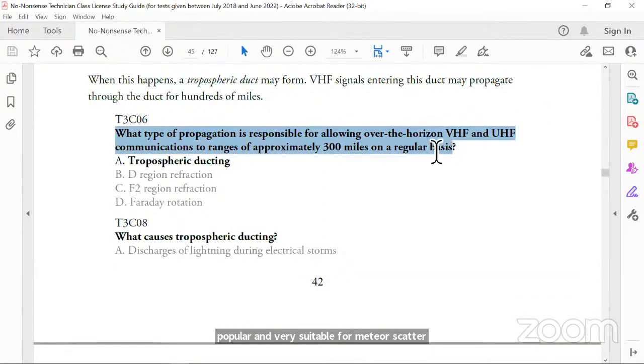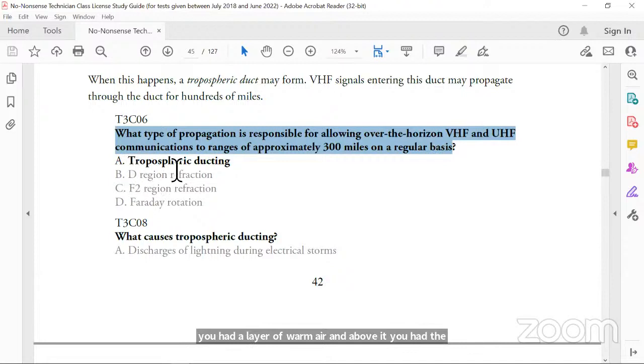Next question. What type of propagation is responsible for allowing over the horizon VHF and UHF communications to ranges of approximately 300 miles on a regular basis? Right, so you remember where we showed that you had the cool air, you had a layer of warm air, and above it you had the cool air. So you had that sandwich, and we said that was a ducting arrangement.